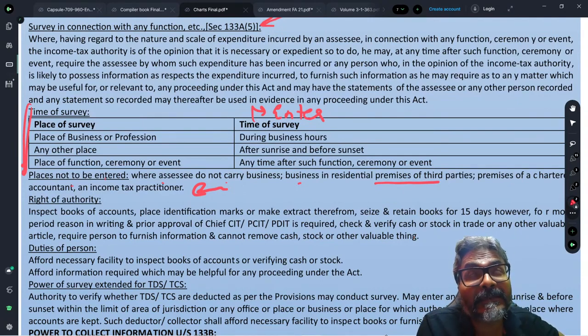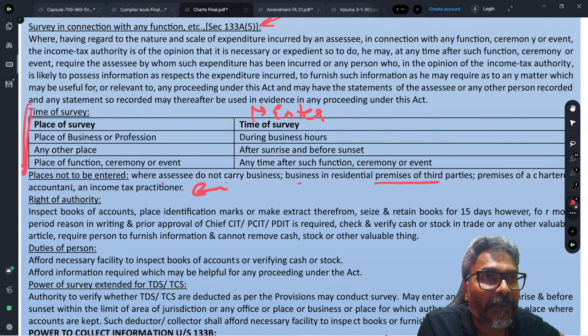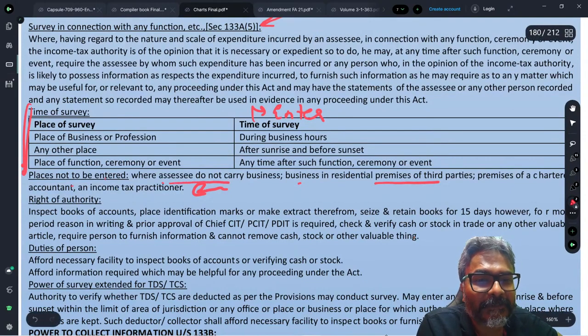This is the only danger which I keep on telling all of you, which many of you are not aware of. This is the biggest danger: if you are doing work from home and you are a professional or you have your own business, then the AO is very much empowered to do what? Do the survey under section 133A, because this is a place which can be said to be carrying the business.